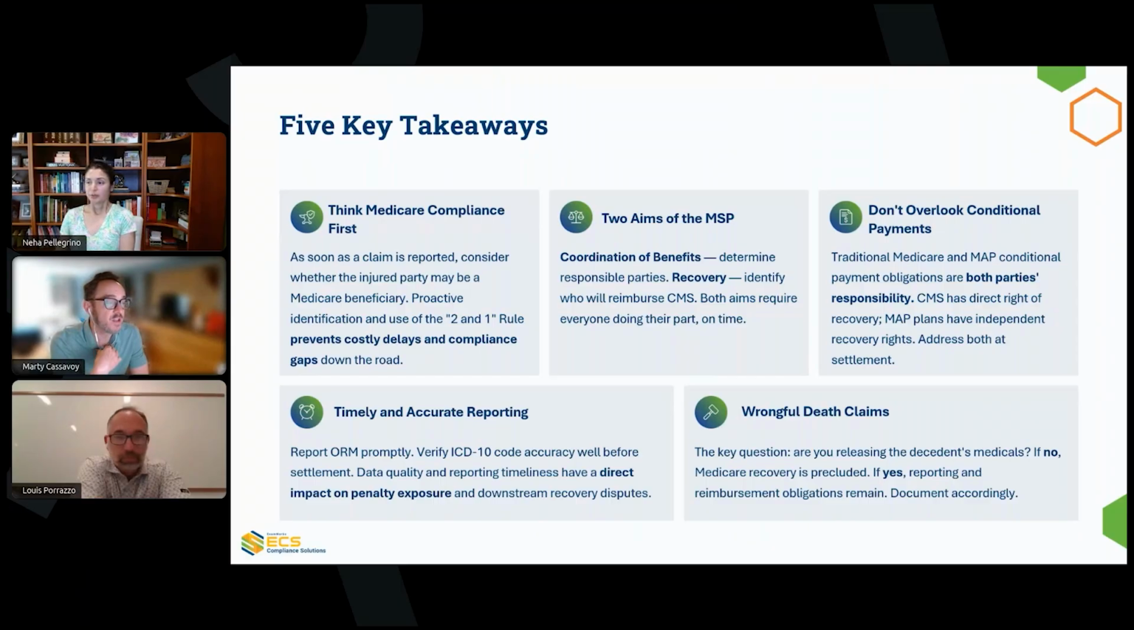You can do it all within the course of a couple of weeks and be taken care of. Second thing, the 2 aims of the MSP, coordination of benefits or recovery. That's everything that they're trying to do. It's either try to get you to make the payment properly or to get the money back from you.